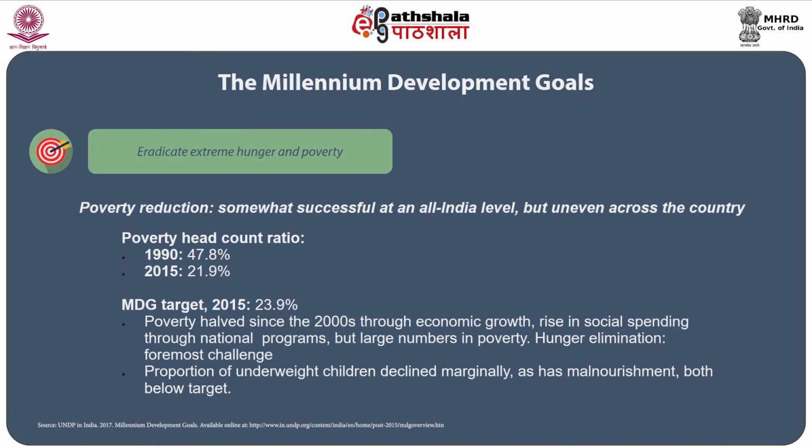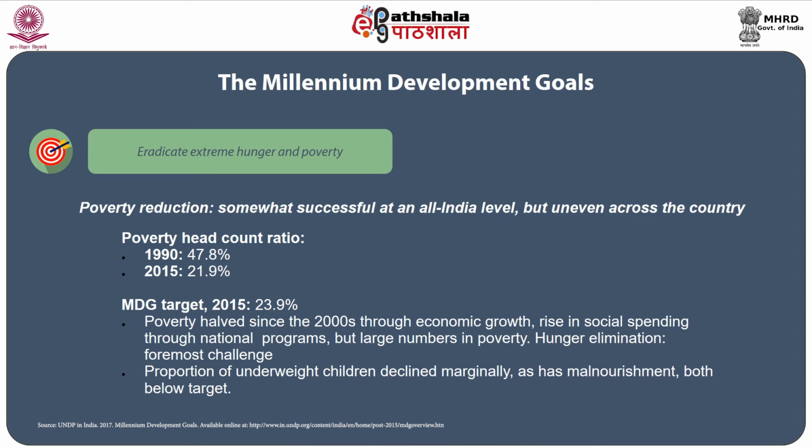Let's look at each of these goals, how India has performed. For instance, poverty reduction, Goal 1, somewhat successful at an all India level, but uneven across the country. Poverty headcount ratio reveals that by 1990, it was 47.8%, and has come down to 21.9% in 2015. The MDG target in 2015 was to achieve 23.9%. Poverty was halved since the 2000s through economic growth, also in agriculture, and a rise in social spending through national employment and health programs. But a large number still live in poverty.